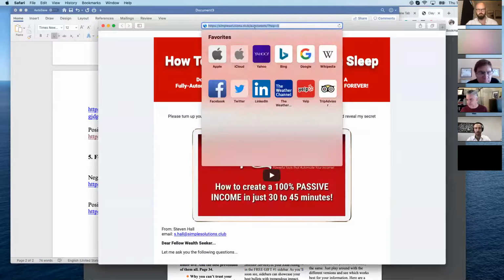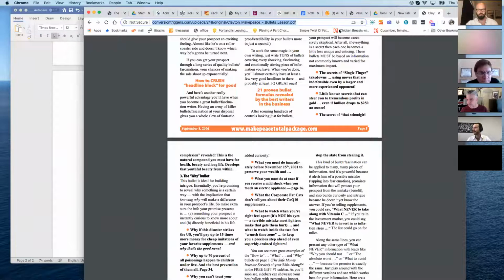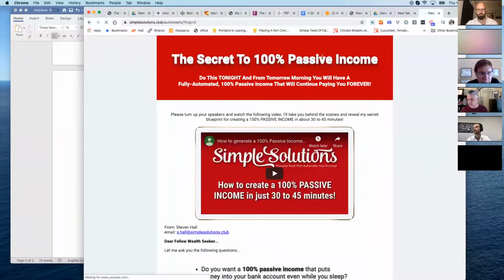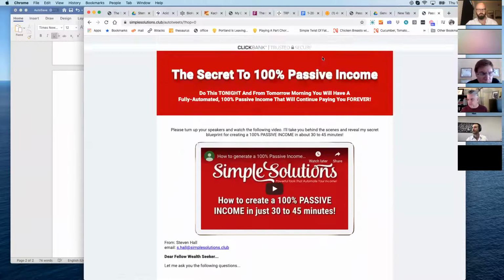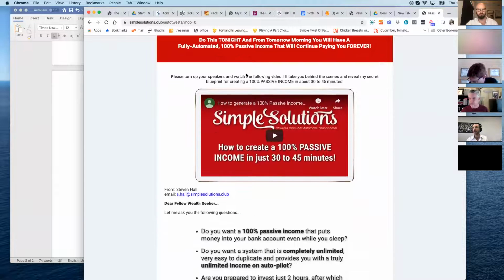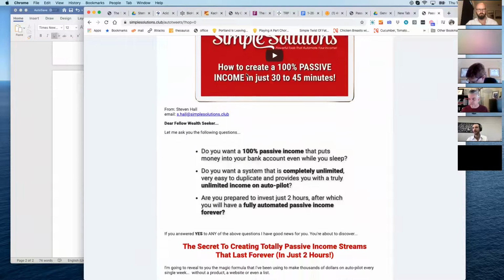So a negative example is really any copy that doesn't do that. I think this was one I just pulled up, and it was kind of interesting. It's like a passive income thing of tweeting to make money or something like that. And I just found it on ClickBank.